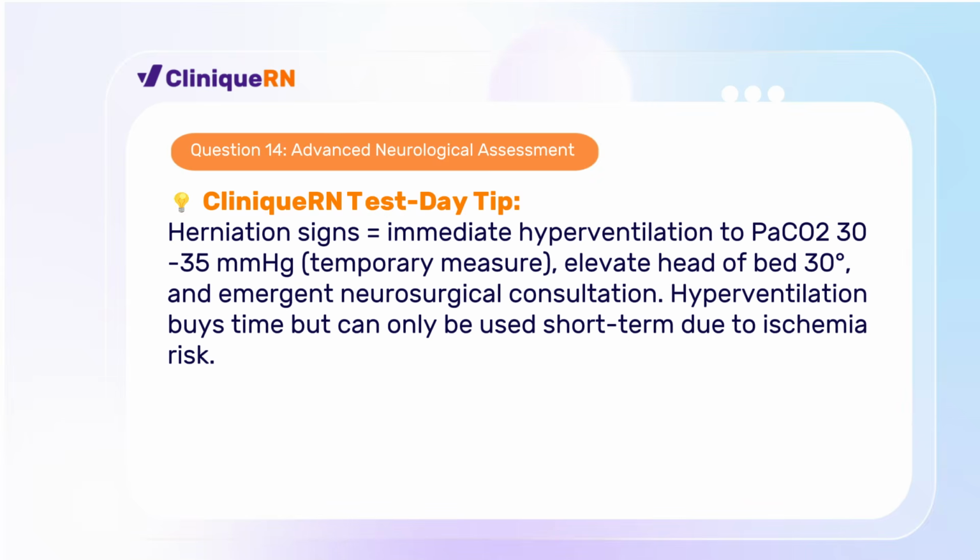Clinique RN Test Day Tip. Herniation signs means immediate hyperventilation to partial pressure of carbon dioxide in arterial blood, 30 to 35 millimeters of mercury. Temporary measure. Elevate head of bed 30 degrees, and emergent neurosurgical consultation. Hyperventilation buys time, but can only be used short-term due to ischemia risk.